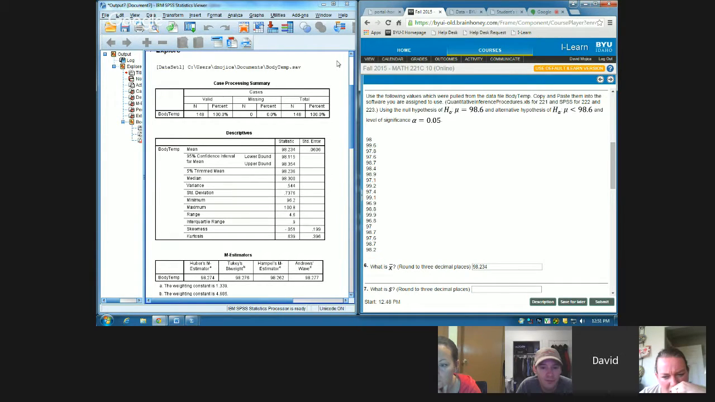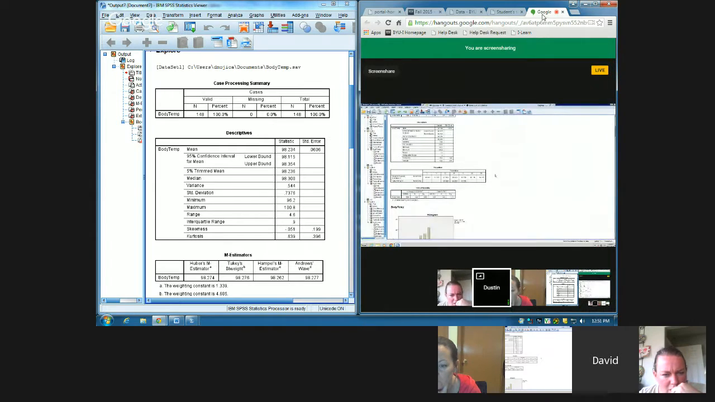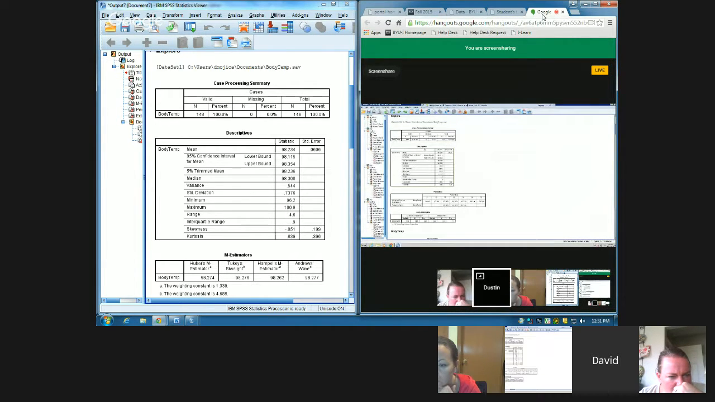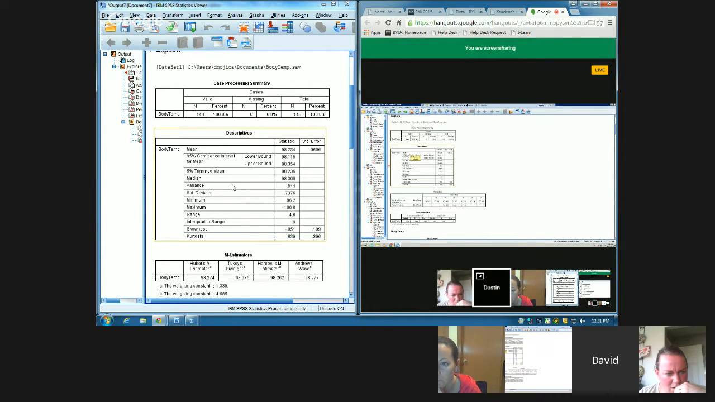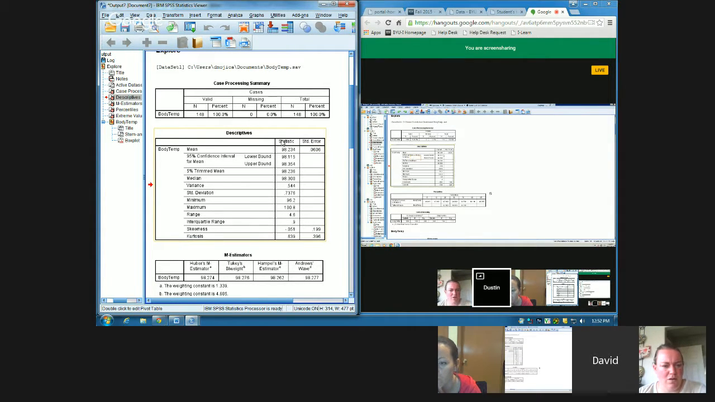I'll share my screen. Okay, you guys can see my screen now, right? Yeah. Yep. So this is the SPSS data. If you look for the mean, it's right here. That gives you the 98.234 because X is the sample mean, and so that's what that is.